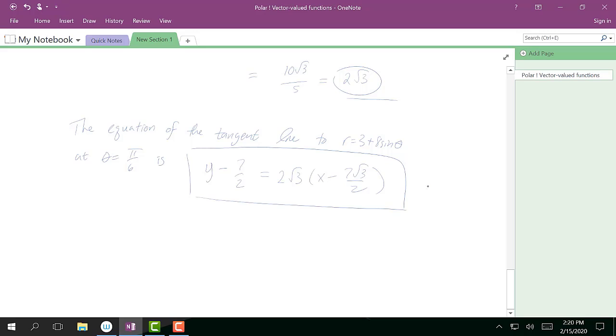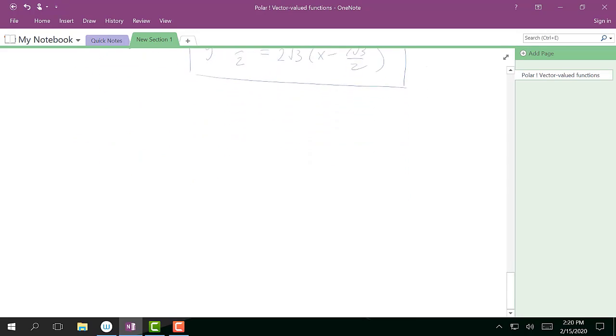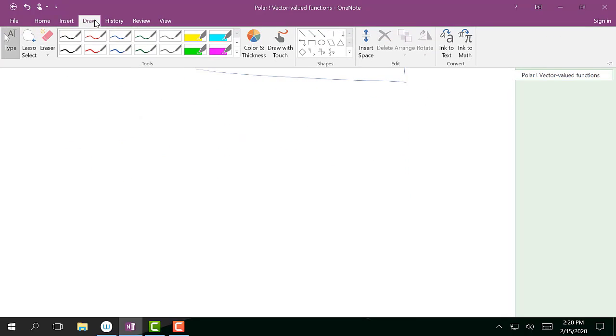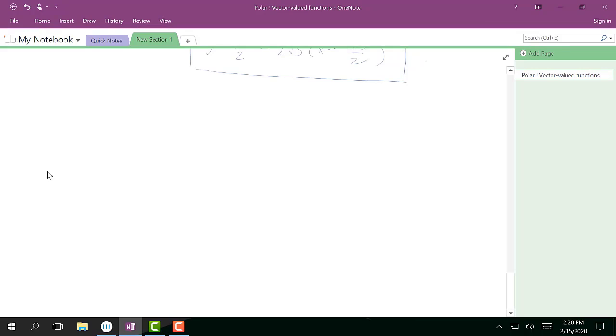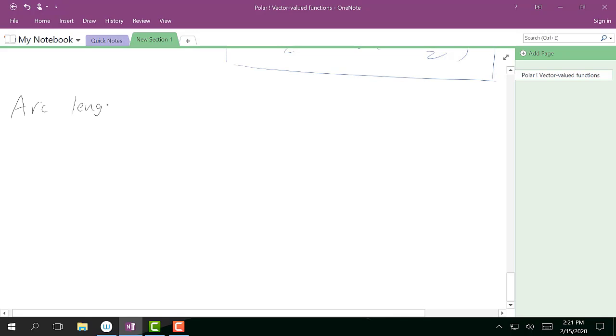Okay, so that's how you can use the derivative to find the equation of the tangent line of a polar function. So we're going to finish off by looking at the arc length. This is going to be the last thing we do before we go into vector valued functions. Hang tight for just a couple more moments. And so the arc length is the next one to look at for polar functions.